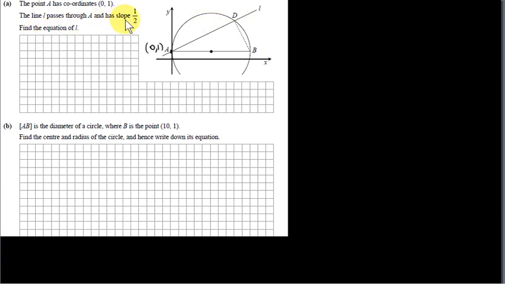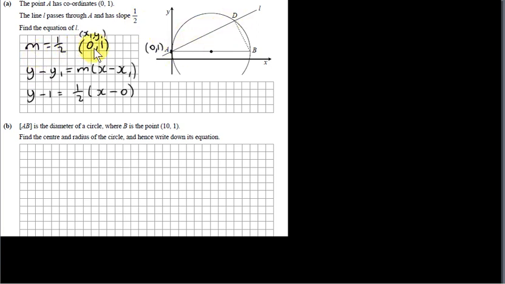Just to remind you what the meaning of slope is, if we pick any point on this line, say this point A, and increase x by 1 unit, then y will change by half a unit. If we pick any point at all, say this point here, and increase x by 1, then y will increase by a half. That's the meaning of the slope of a line. The slope of this line is a half.